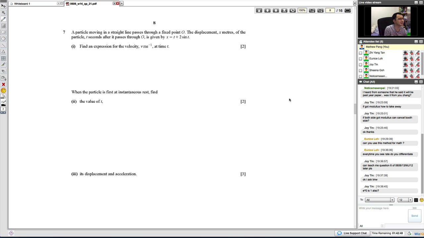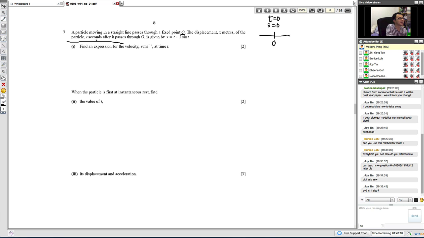This is kinematics. A particle moving in a straight line passing through the fixed point O, the displacement x meter of the particle t second after it passes through the O. So based on the whole sentence, at least I know something is at the origin itself, s equals 0 and t equals 0. Okay, because the question says the particle in a straight line passing through fixed point O. That means at fixed point O, s equals 0.